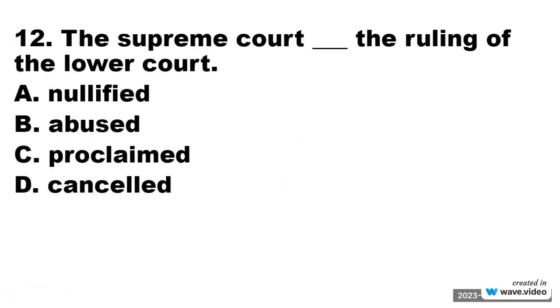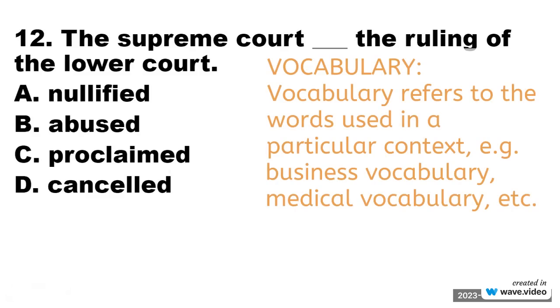Question 12. The Supreme Court dashed the ruling of the lower court. Now, here we are dealing with the vocabulary of the judiciary, or register, if you like, words frequently associated with a particular field of life. For instance, the language of law is what is being tested here. So again, we pick each of the options. Option A, nullified. B, abused. C, proclaimed. D, cancelled. Now let's insert A.